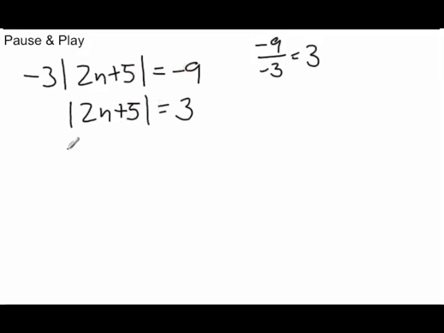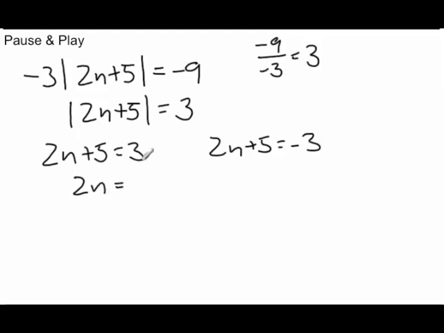So we got our two things. 2n plus 5 equals 3. 2n plus 5 equals negative 3. So I'm going to subtract 5 from both sides. 2n equals negative 2. n equals negative 1. And subtract 5 from both sides. 2n equals negative 8. So n equals negative 4.